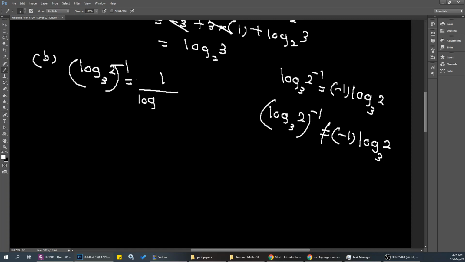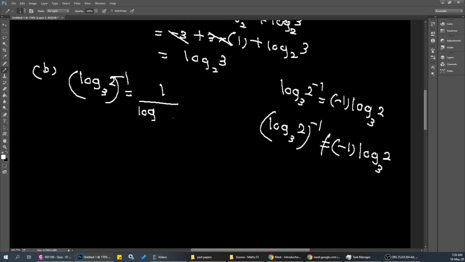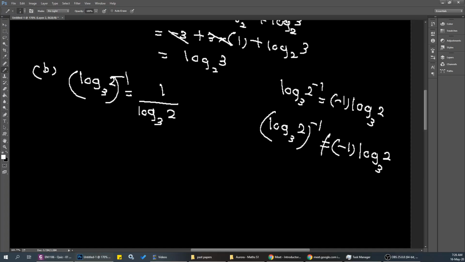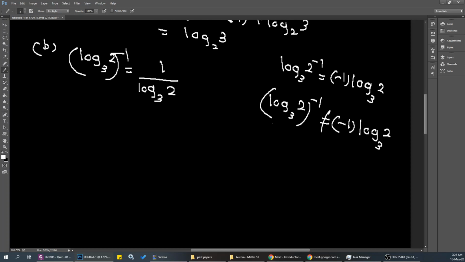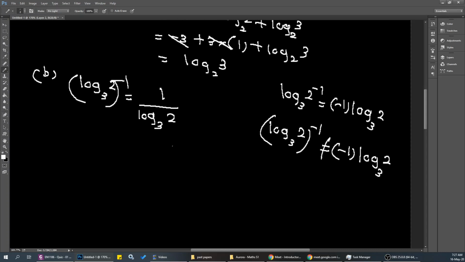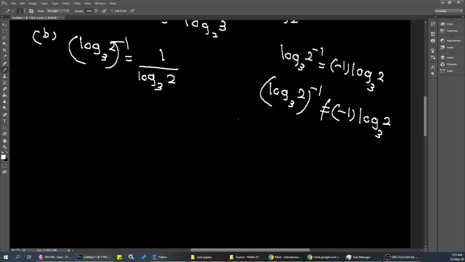Since this just acts like the normal power rules that we learned earlier, we can write it as 1 over log of 2 to the base 3. Now this is still our answer. Our answer was log of 3 to the base 2, and now we have 1 over log of 2 to the base 3. You can try to convert this base 3 into base 2 and see if we can still get the answer, because we had the answer in base 2. Now you need to remember the base conversion equation.